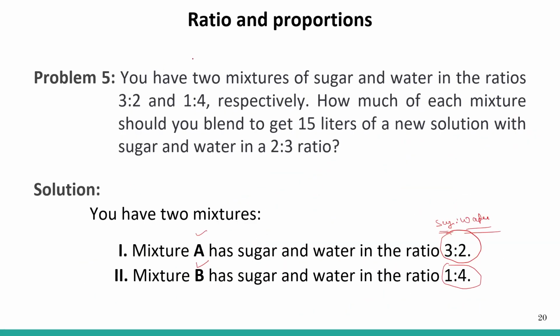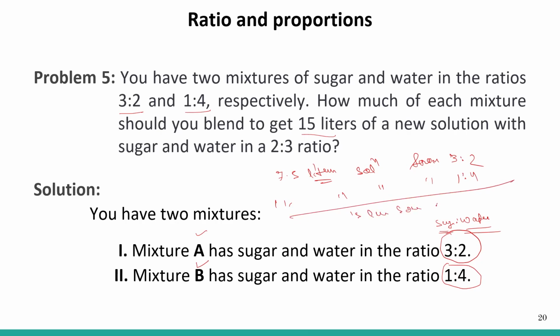Let's see the question again. What we had was 3:2 ratio and 1:4 ratio of sugar and water mixtures. We wanted to achieve a 15 liter solution with sugar and water in the ratio 2:3. So what we did was we took 7.5 liters of solution from the 3:2 mixture and 7.5 liters from the 1:4 mixture. What we arrived at was 15 liters of solution with a 2:3 ratio of sugar to water. Okay, so this is the final answer.